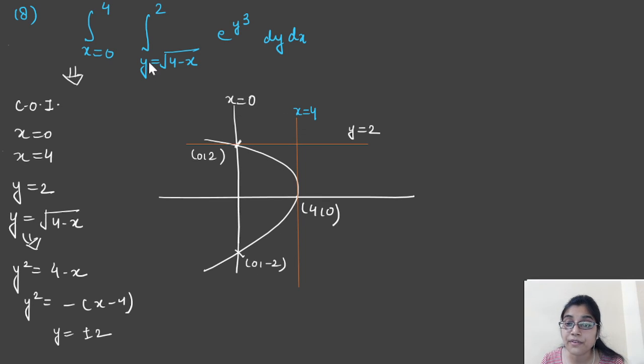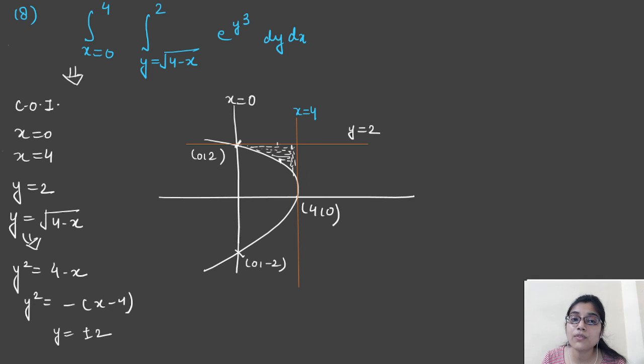Then they are saying y is from root 4 minus x to y is equal to 2. They have gone from left to right, 0 to 4. Then y from this parabola to this, what? To this line y is equal to 2. It means this is going to be the region of integration.